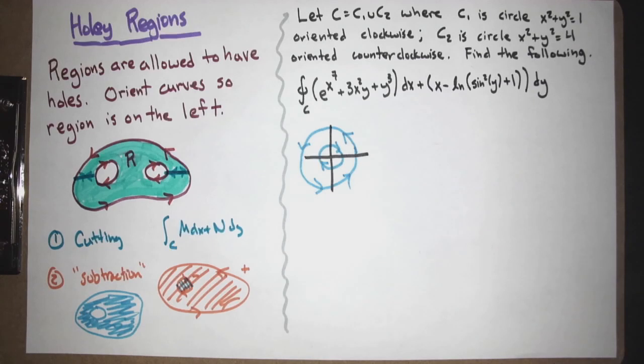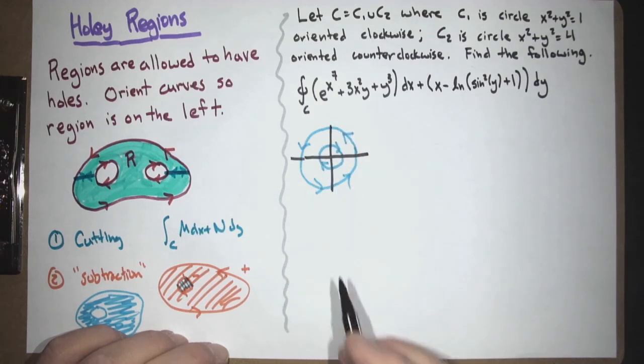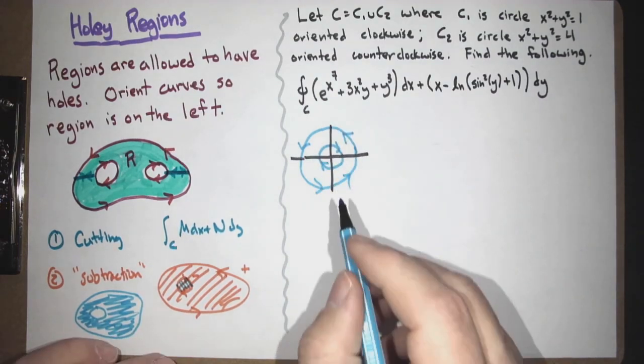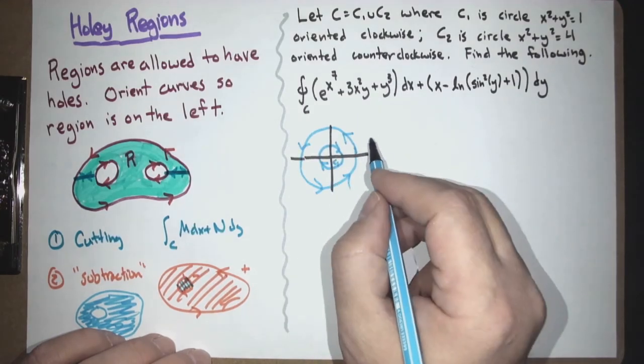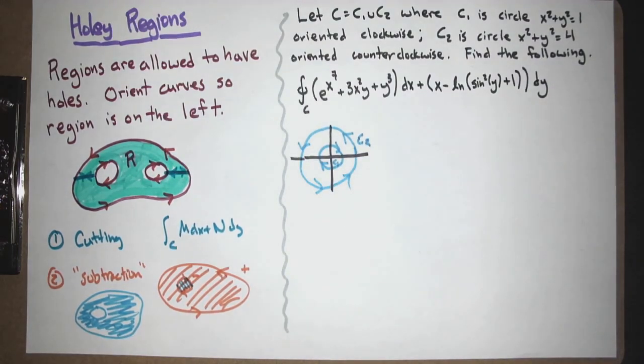Now it says find the following. Integrate along your curve, which really says you integrate along the union of these two curves, e to the x to the 7th minus 3x squared y plus y cubed dx plus x minus log of sine squared of y plus 1 dy. All right, so what can we do?